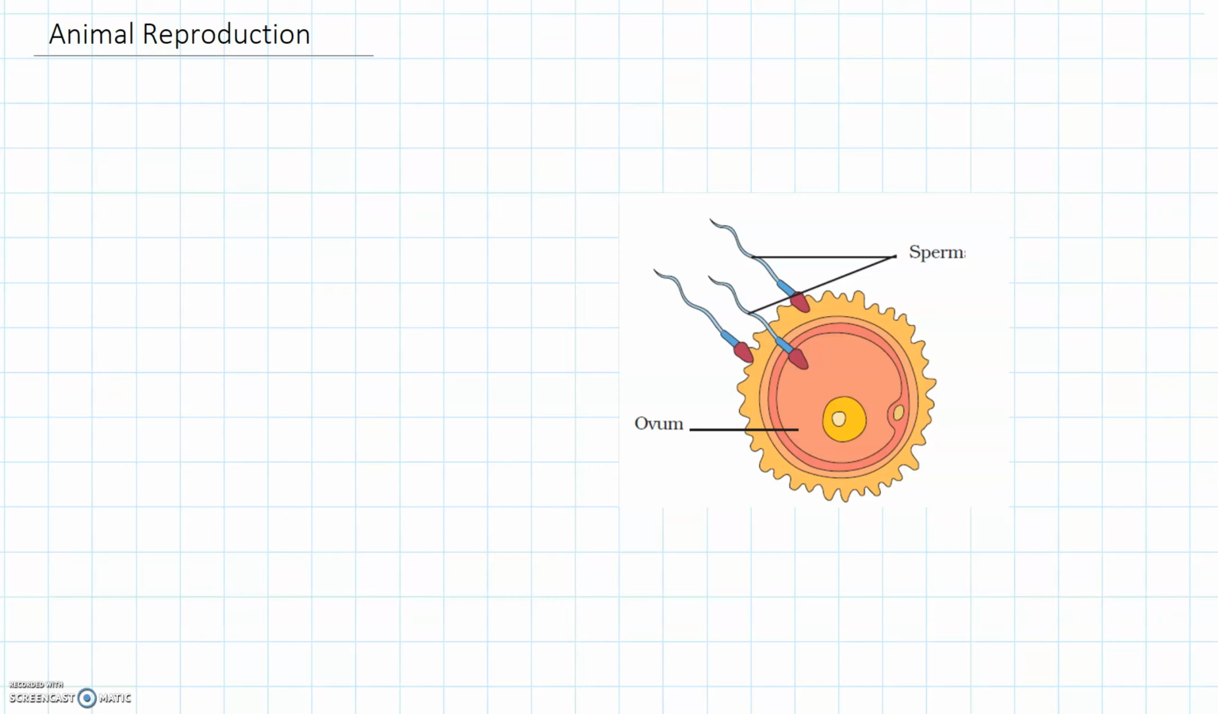Hi everybody. So we're continuing to learn about how animals reproduce. And in the last reproduction section we learnt that there's asexual reproduction and there's sexual reproduction. So in this video we're going to focus on sexual reproduction in animals.